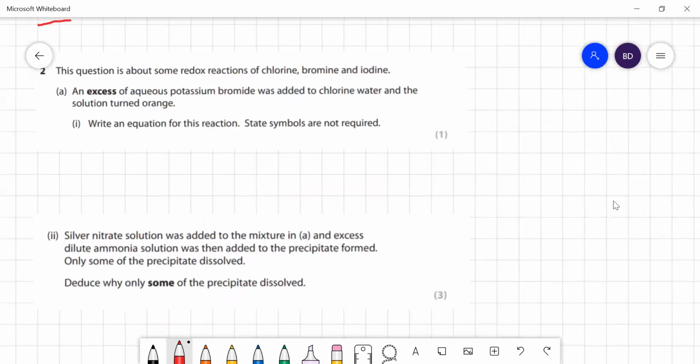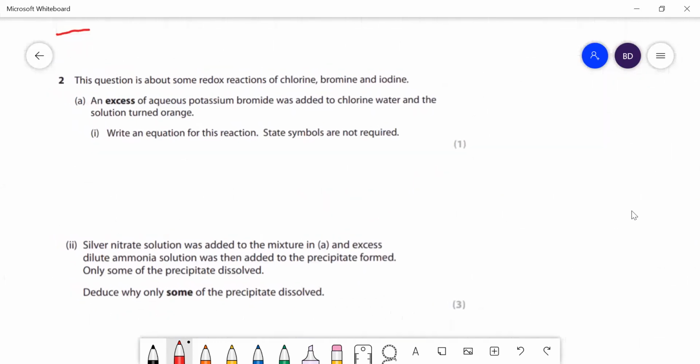Okay, question 2, about chlorine, bromine, and iodine. Here, an excess of potassium bromide, and this excess is important for the later part of the question, was added to chlorine water and the solution turned orange. Write an equation for the reaction. Okay, so we've got KBr and chlorine, don't need state symbols.